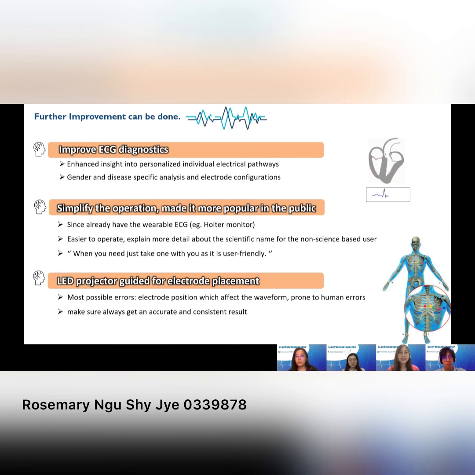to read. Last but not least, add an LED projector to guide accurate electrode placement. The most likely error is human error, the wrong placement of the electrodes by the physician. Adding an LED projector can improve the accuracy and consistency of the result.